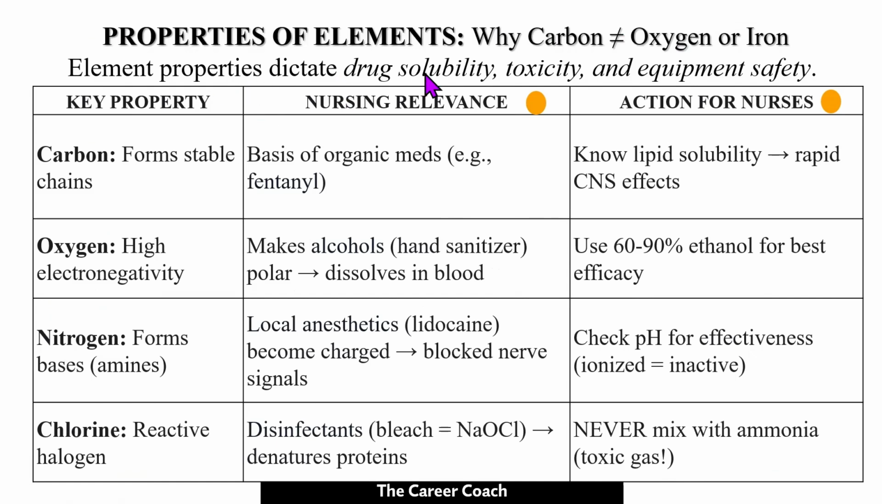Element properties: they affect drug solubility, toxicity, and equipment safety. So we'll be looking at the key property of some elements, how they are relevant to nursing, and areas where nurses need to take action with regards to these elements. First one is carbon. Carbon forms stable chains. Nursing relevance: it is the basis of organic medications such as your fentanyl.